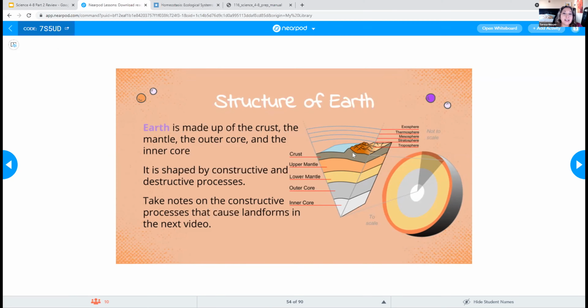So the next video is going to show a video about landforms and how they're formed. You do also have to know what the atmosphere is made of. So there are different layers of the atmosphere, and you have to know what can happen and what types of gases are found in there as well.